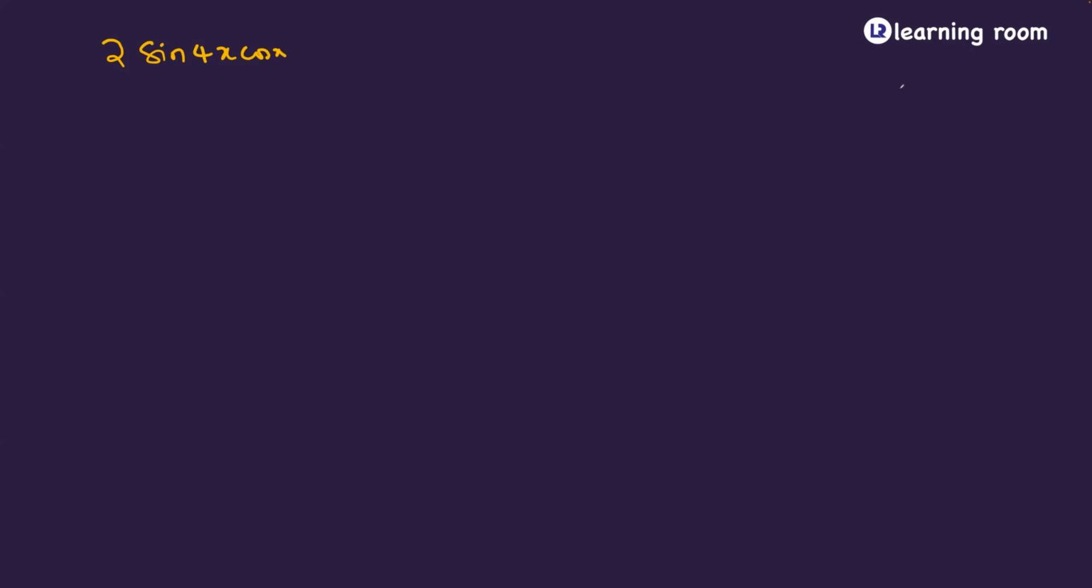So how will you decide? This will be sin, and I'll write sin here. Since sin is having the bigger angle, put a plus. Next step, what are you supposed to do? Add the angles, subtract the angles. That's it. 2 sin 6x, sin 4x.